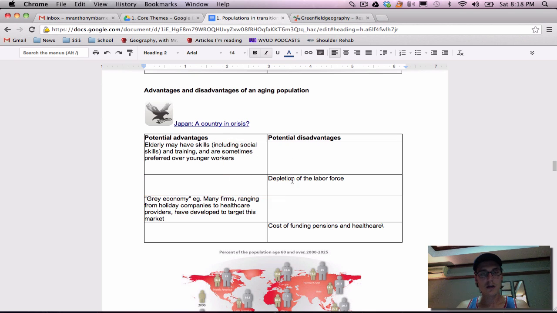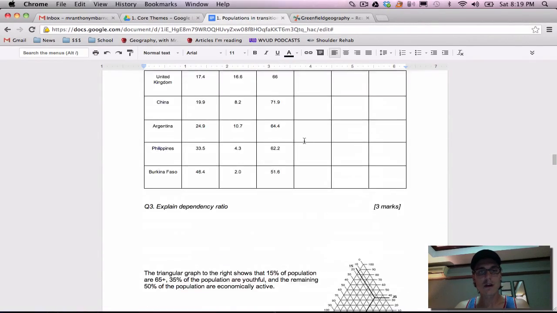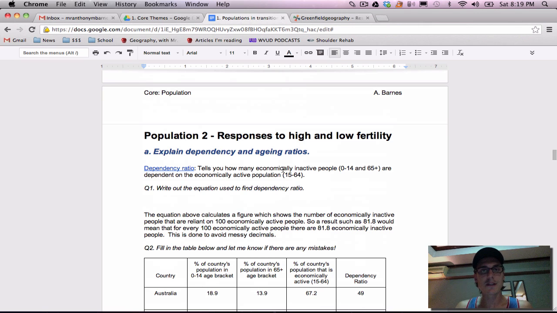So again, just to recap, it's good to know dependency ratio because you're going to want to know if you need to plan for a youthful population or if you have an economically strong, active workforce or if you have an elderly population. And so again, dependency ratio is really important to know. I hope this helps.